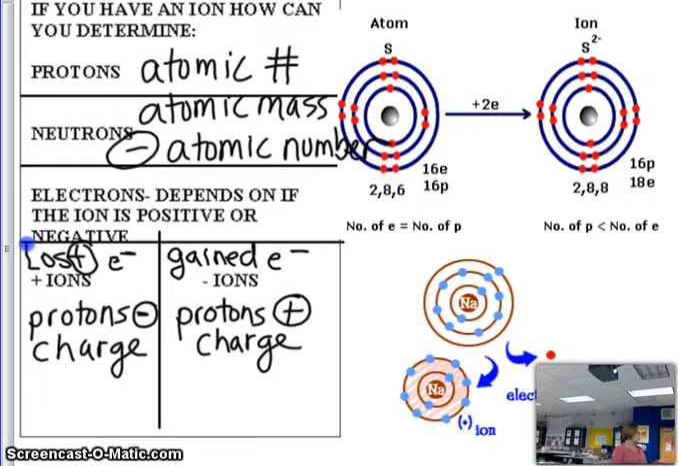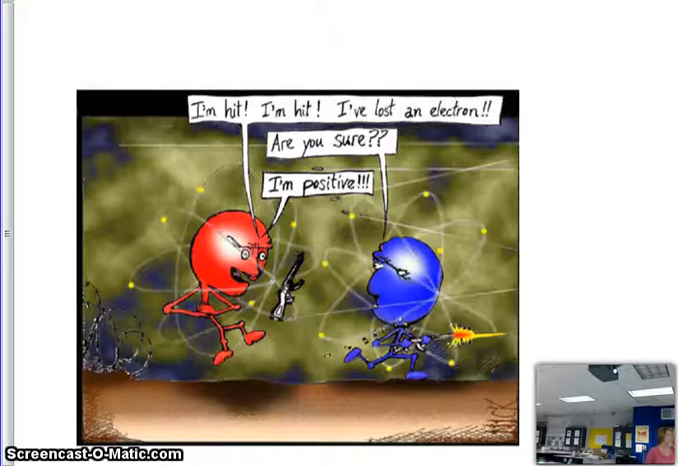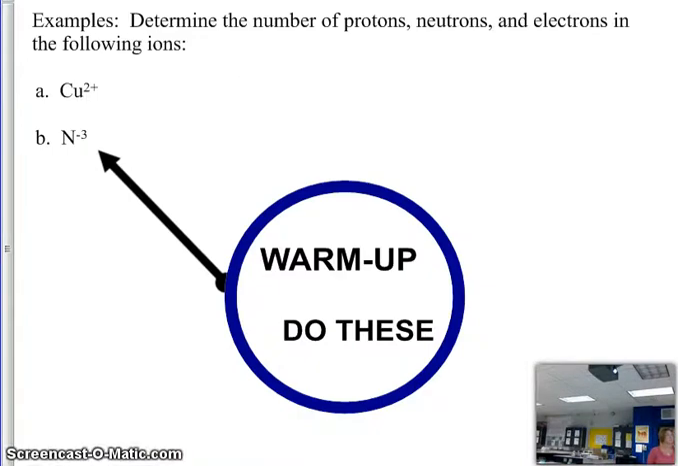So let me show you a couple of examples of that, and then I'm going to have you do some practice. This is not a warm-up, but I'll do these with you, and then I'll give you a couple to do just for practice to bring in tomorrow. It says determine the number of protons, neutrons, and electrons in the following ions. You can tell these are ions because this is their charge.